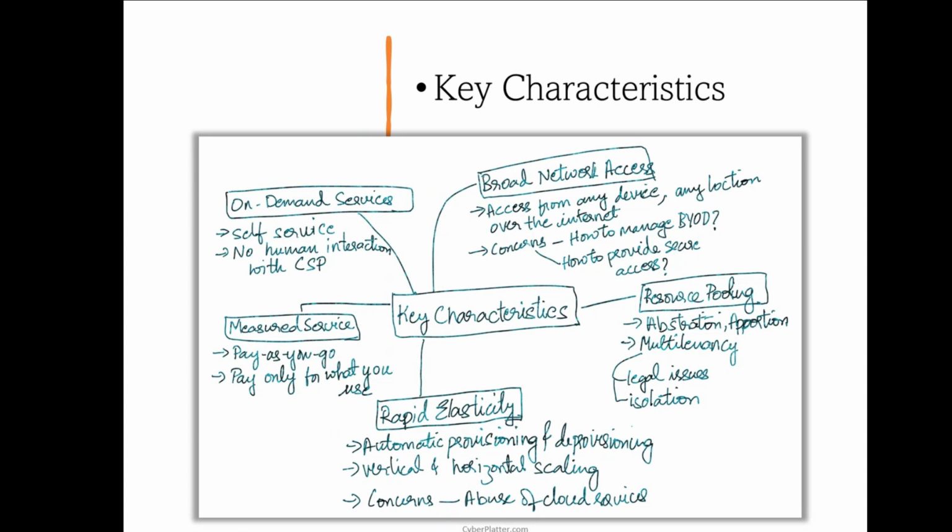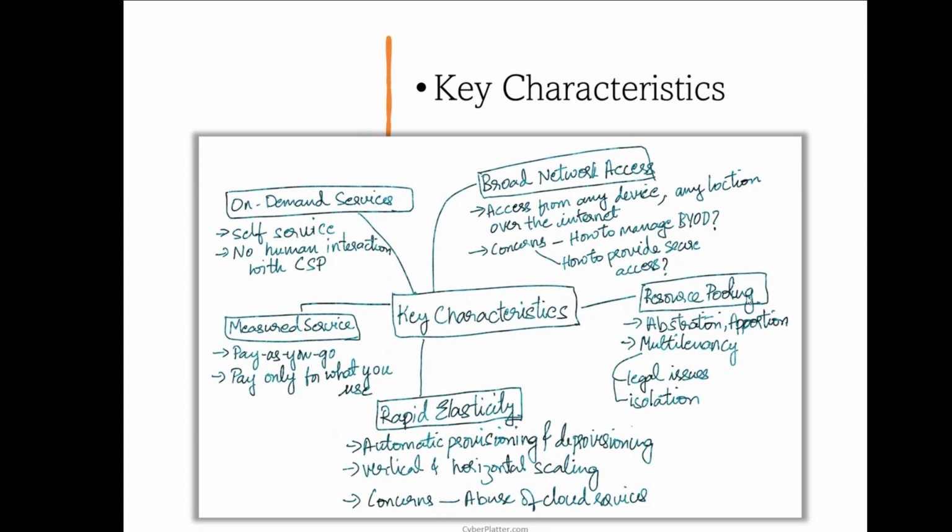What are some of the concerns when we talk about broad network access is that whenever you talk about over the internet, bring your own devices matter here, right? Because users can use their own devices. That is one of the qualities of cloud as well, to make accessing the resources easy. Here, the security concern is how do we manage bring your own devices, right? How do we provide secure access to the services? So those things need to be considered.